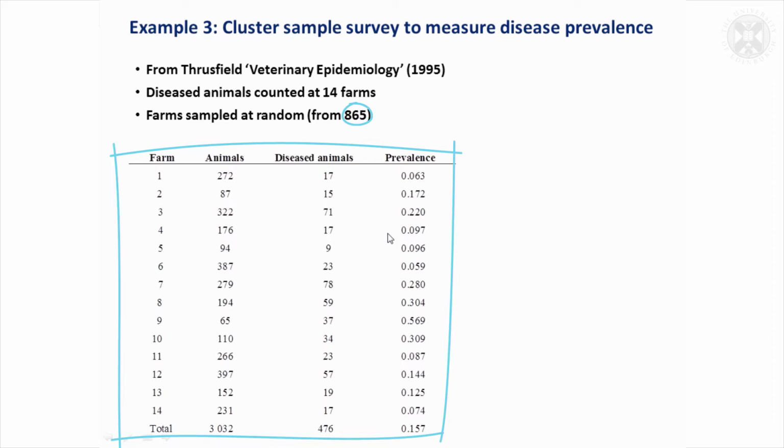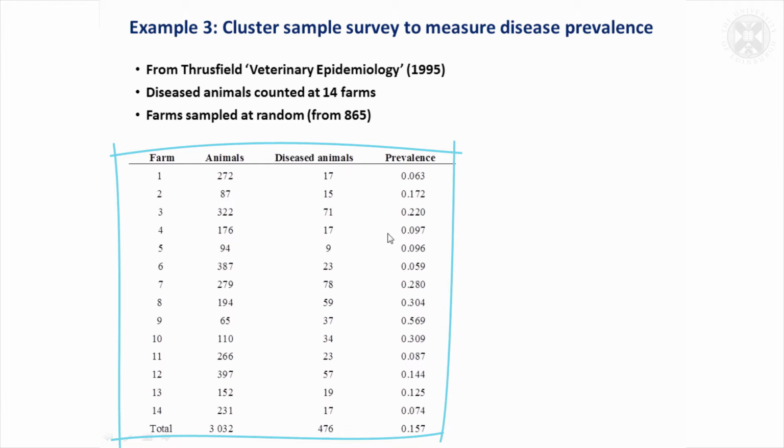So they took a sample at random. 14 farms were sampled at random, and some of the animals were sampled at random to be looked at as to whether they'd got the disease or not. And these are the actual numbers that have the disease at each of the farms. So this is binary data. They either have the disease or they don't have the disease. So you could think about a logistic regression model, but we'll think about a mixed model.